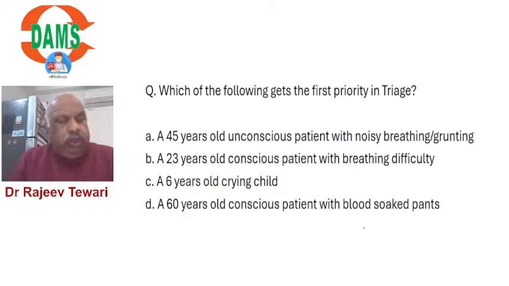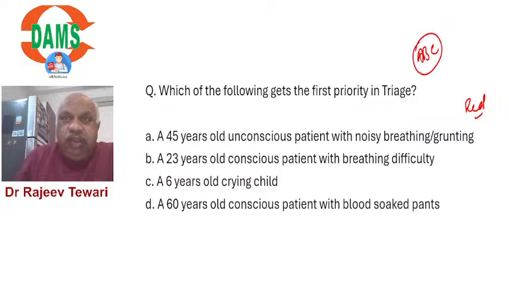Next question: which of the following gets first priority in triage? A 45-year-old unconscious patient with noisy breathing. This of course will go in the red zone because you know A, B, C: airway, breathing, circulation. Airway gets the first priority. So this gets the first priority.